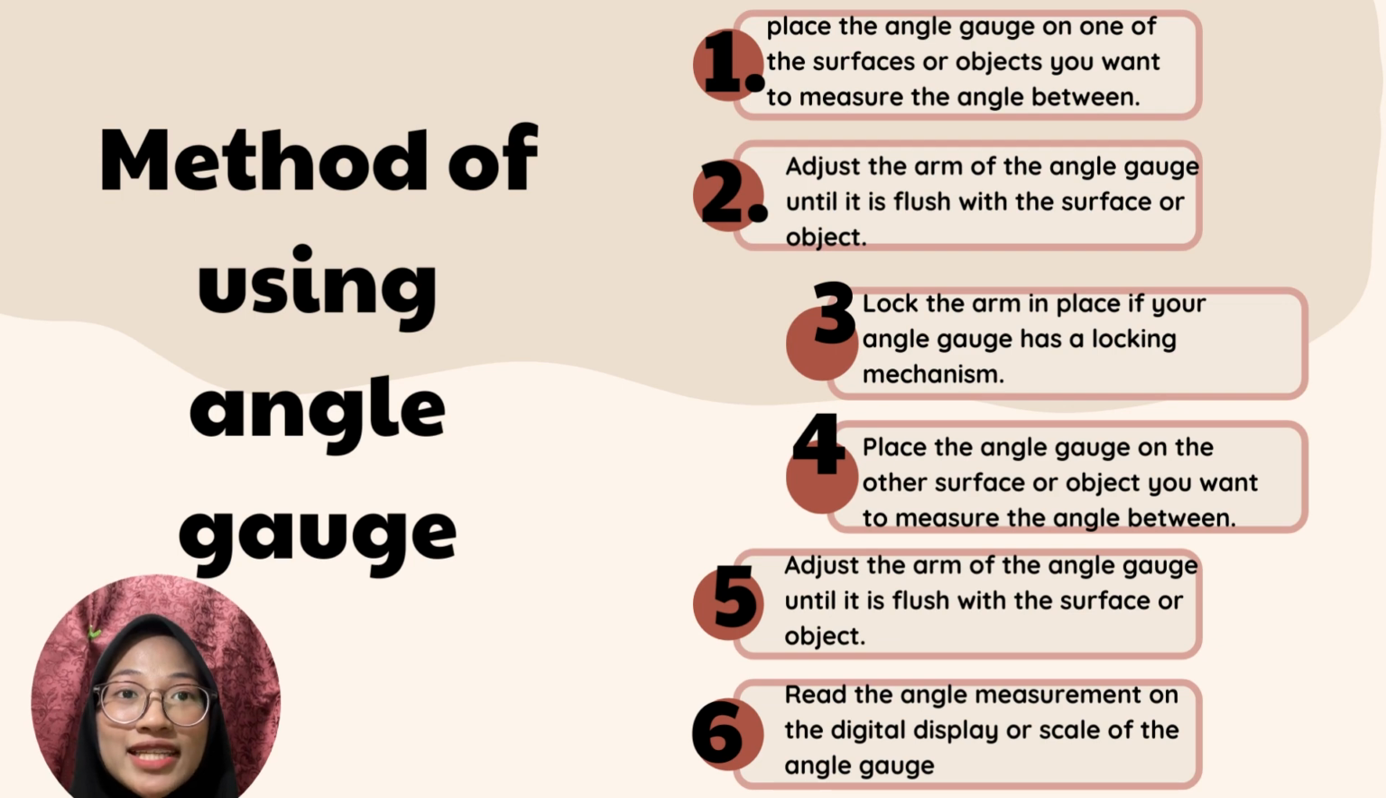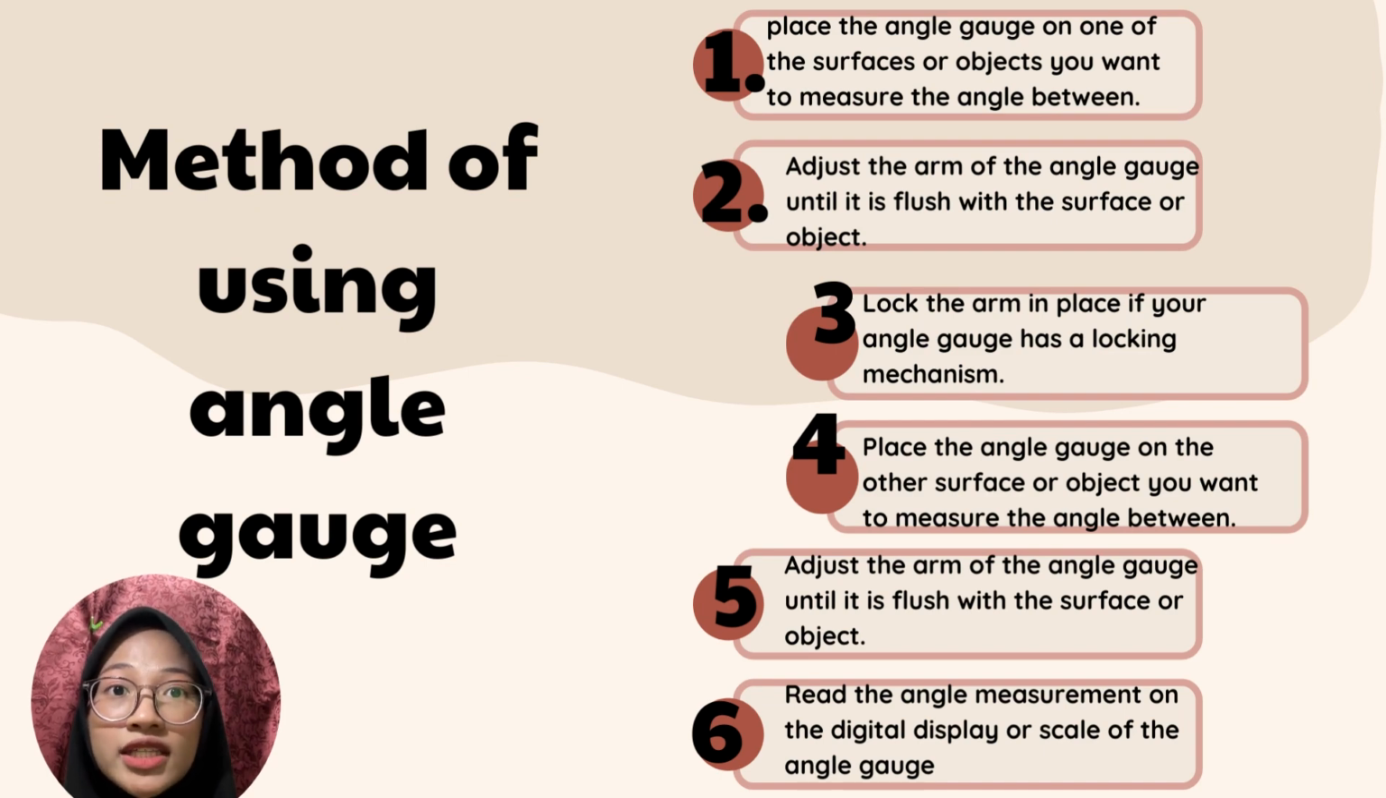Method of using and determining the angle gauge. To determine the angle, you need to measure the angle between two surfaces or objects. This can be done using an angle gauge. Here are the steps to follow. First, place the angle gauge on one of the surfaces or objects you want to measure the angle between. Second, adjust the arm of the angle gauge until it is flush with the surface or object.